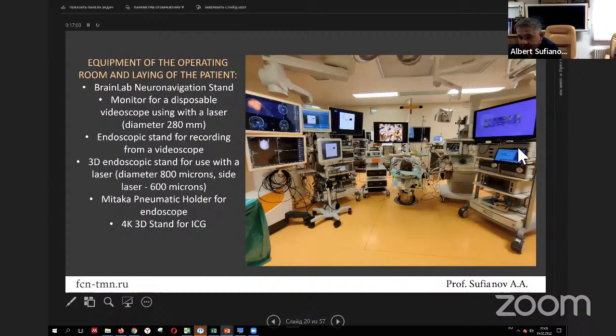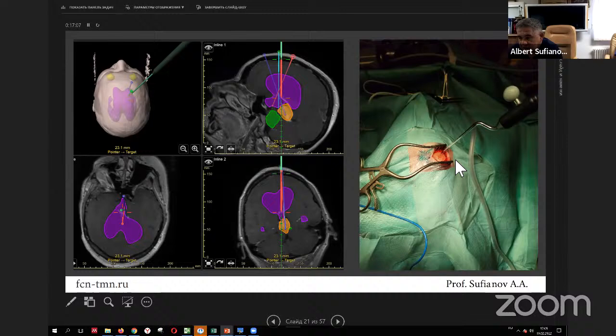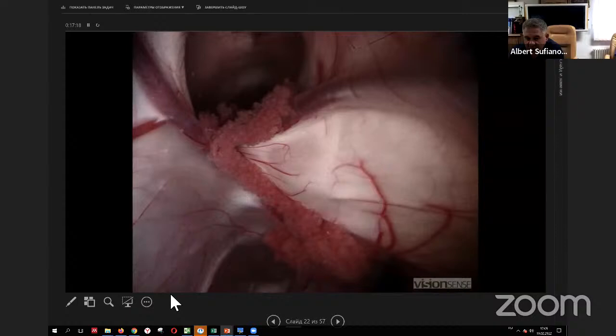Again, this is a step by step of how we made the ETV. This is the trajectory. We choose the burr hole. And now we start to show the 3D neuroendoscopy for ETV.